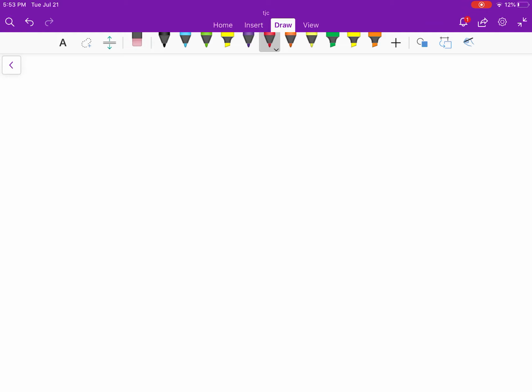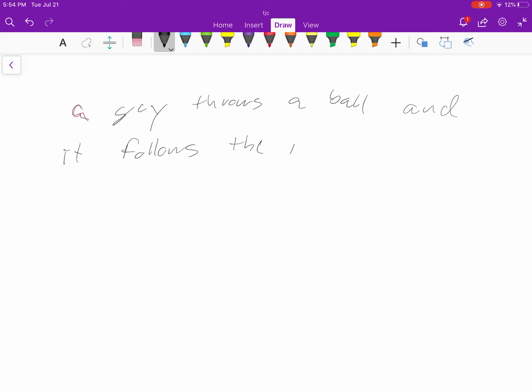So what we're going to do, let's do an example problem. So a guy throws a ball, and it follows the path, this path here.